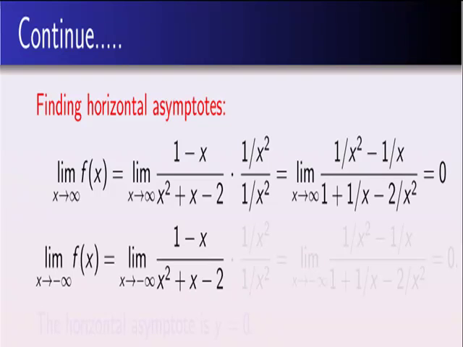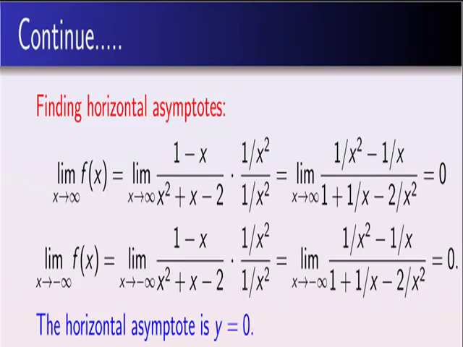Also, if you evaluate the limit as x approaches minus infinity for the same function, doing the same trick, you will find that the value of this limit is equal to 0 as well. That means the horizontal asymptote that this function may have is y equal to 0.